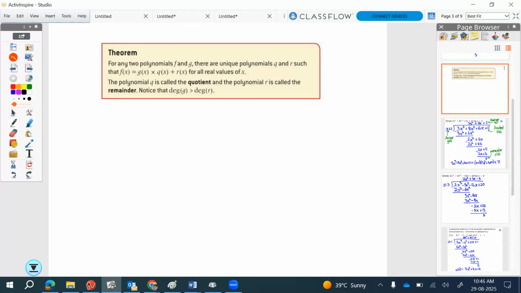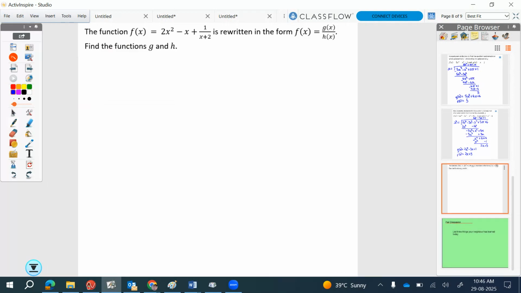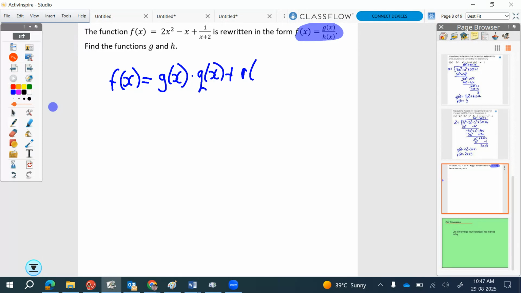Firstly, I'm going to ask you to forget the letters F, G, and H here. These F, G, and H's are not the same as the F, G, and H's in that formula. So don't try and connect them. Just because they're given the same letter doesn't mean they're the same thing. So going back to that theorem, we've got f of x is equal to g of x times q of x plus r of x.